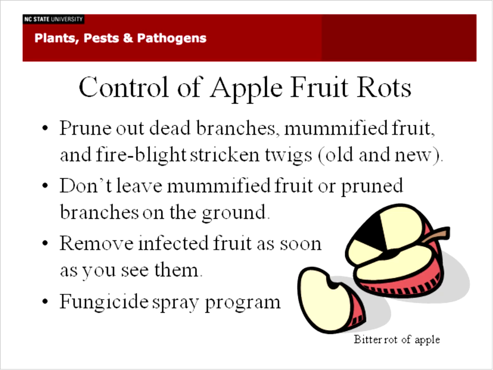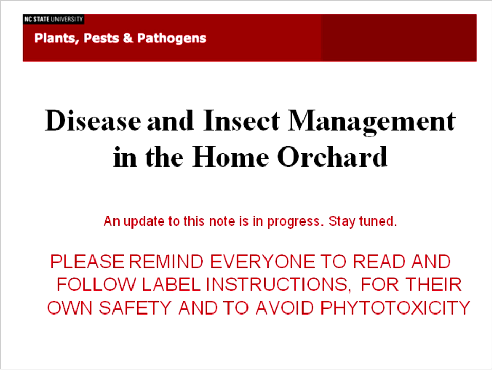And of course, your apple fruit rot control program should include pruning out any dead branches or mummified fruit, and also any twigs that had fire blight on them, either old or new from this year. The reason for that is these fungi can invade the tissue that's already been killed by fire blight and then produce spores to cause fruit infections. Don't leave mummified fruit or pruned branches on the ground either. Remove infected fruit from the tree as soon as you notice it, and of course follow your fungicide spray program. Mike, you have a question about organic control?